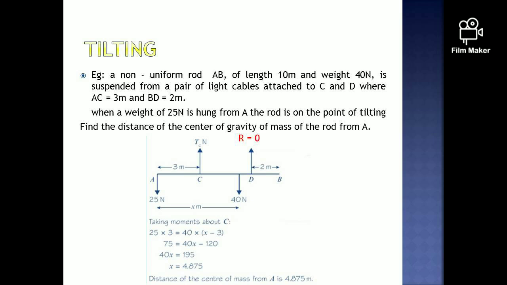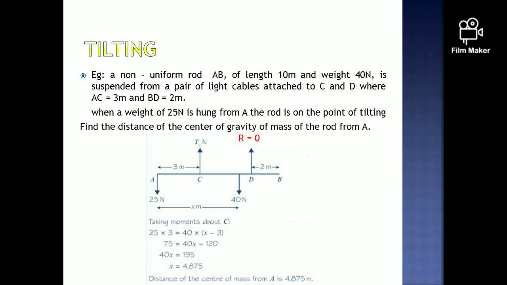It is suspended from a pair of light cables attached to C and D, where AC is 3 meters and BD is 2 meters. That is the point you have to understand. Then still we cannot mark any fact about the tensions in these cables at this stage, because there may be some extensions given for this question. So keep it as it is. When a weight of 25 newtons is hung from A.